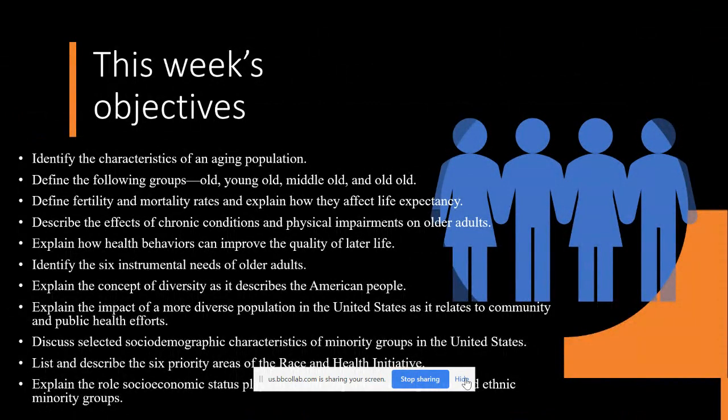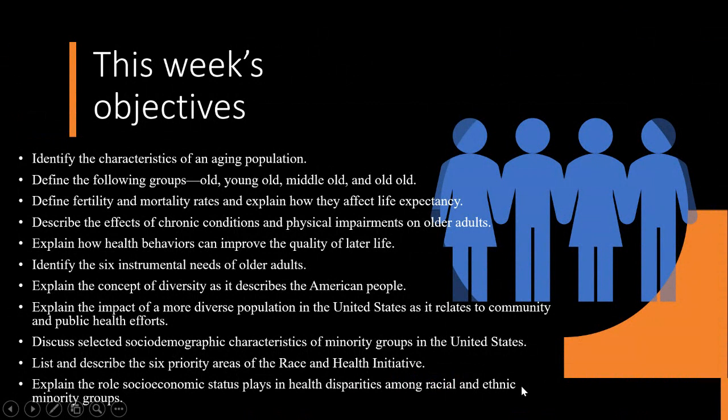The objectives for this week are to identify the characteristics of the aging population, particularly in the U.S. There are 3 age groups for our elderly population: young old, middle old, and old old. You'll be able to define fertility and mortality rates and how they affect life expectancy.